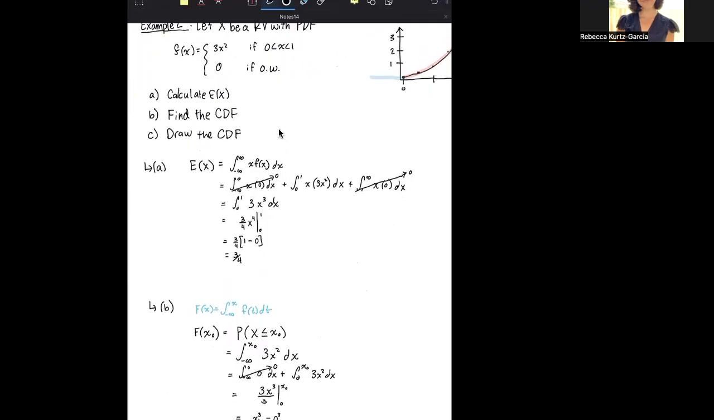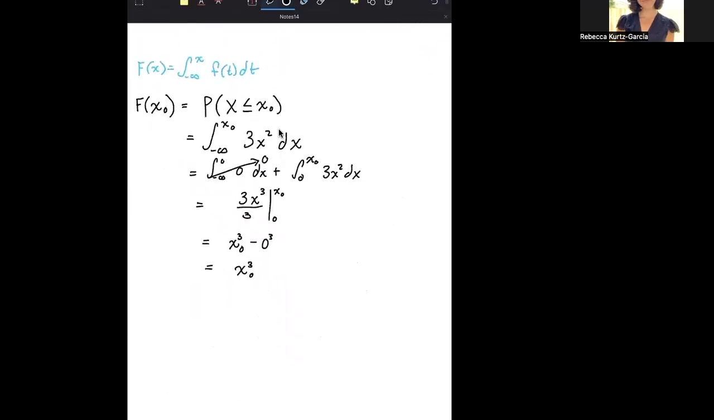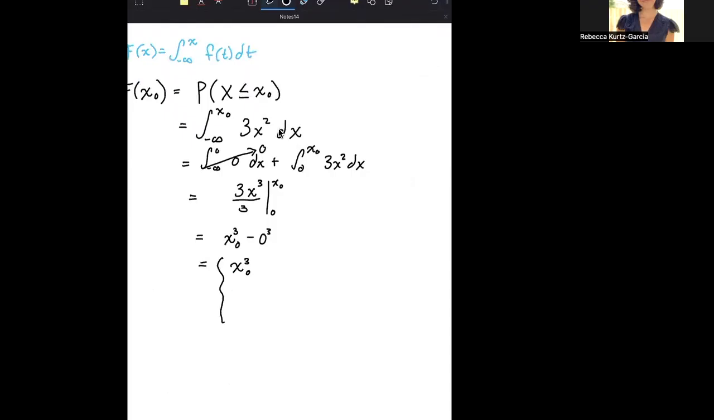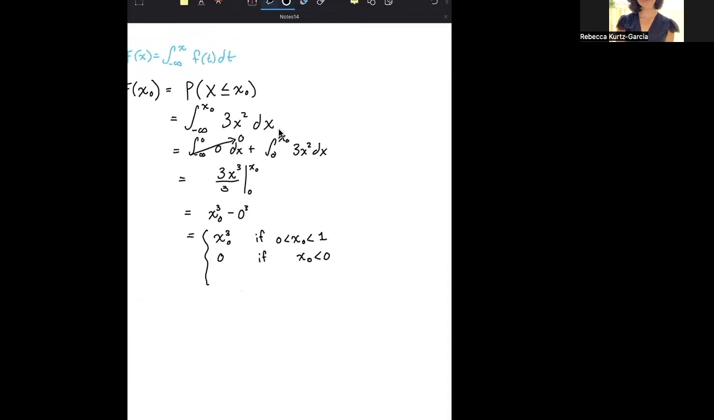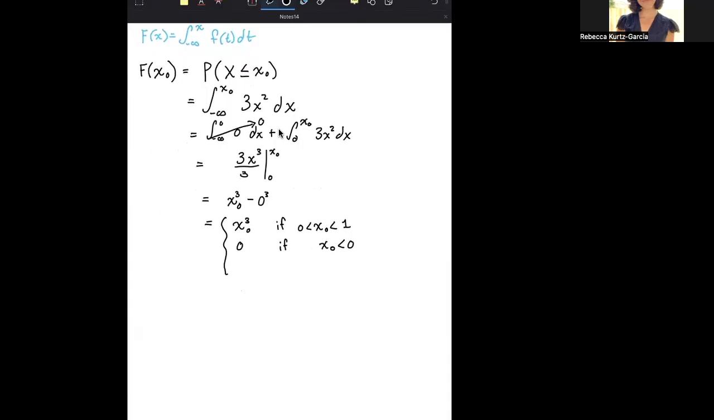CDFs and PDFs have particular ranges in which they're defined. So we got to make sure we put that there too, the support. So in this case, this is if x naught is in between 1 and 0. And it is 0 if x naught is less than 0. But there's also an additional situation that we have to think about, which is when x naught is greater than 1. If x naught is greater than 1, then this function is 1. X naught is larger than 1.